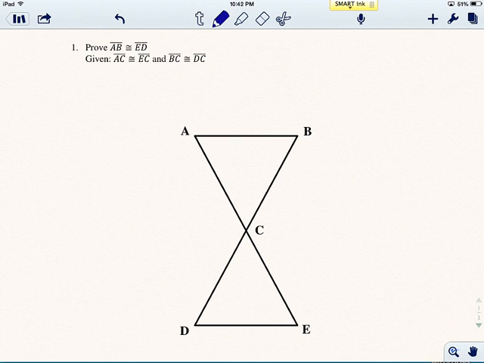We know that step one is always to mark down our given information. Our given information here is that AC is congruent to EC, so I can mark that right there. And then I also know that BC is congruent to DC. So BC with 2 marks is congruent to DC with 2 marks. Let's make sure we keep the two sets separate from each other. I don't want to just put 1 mark on everything because that's not what it tells us.